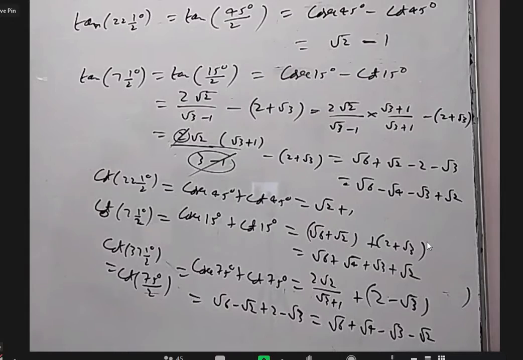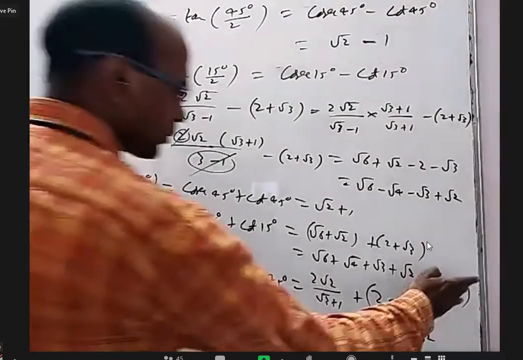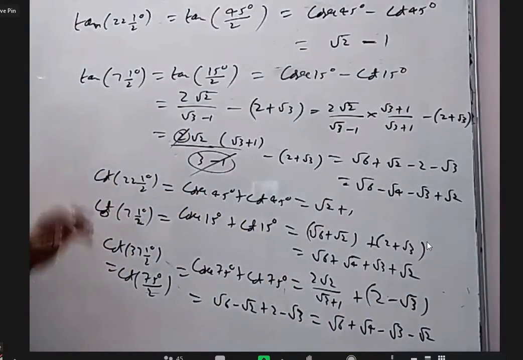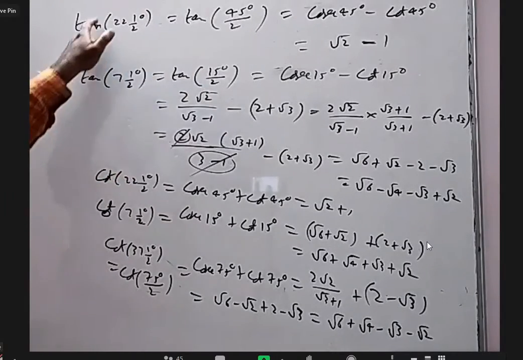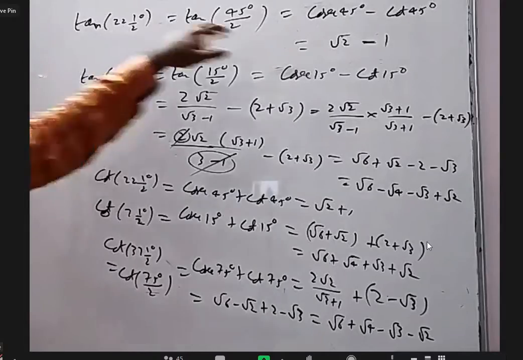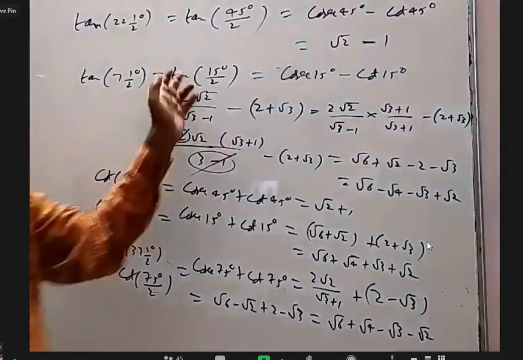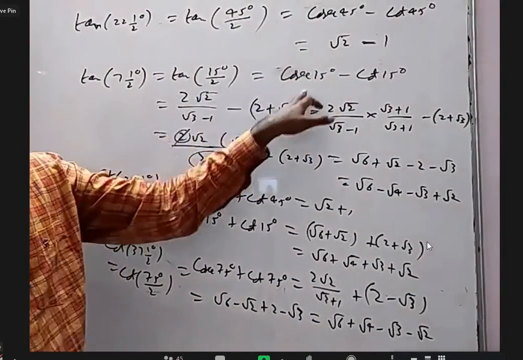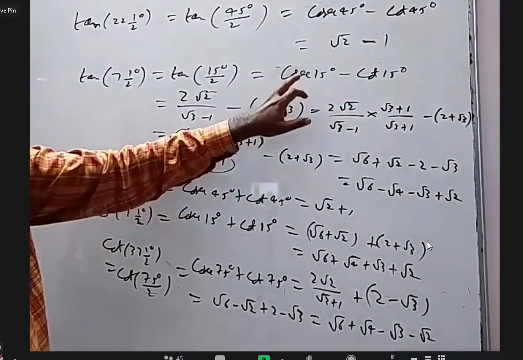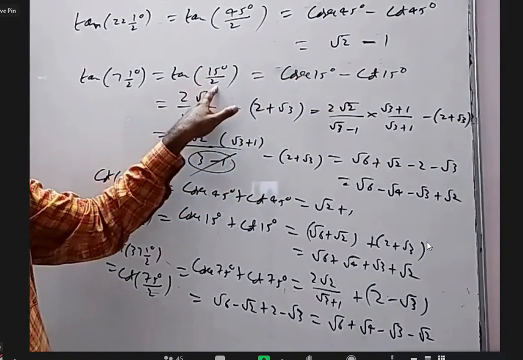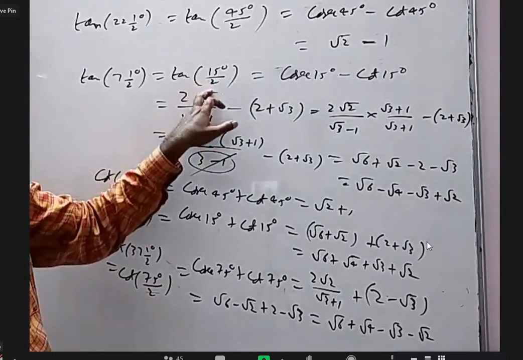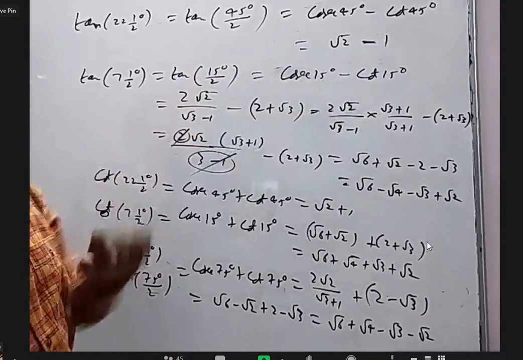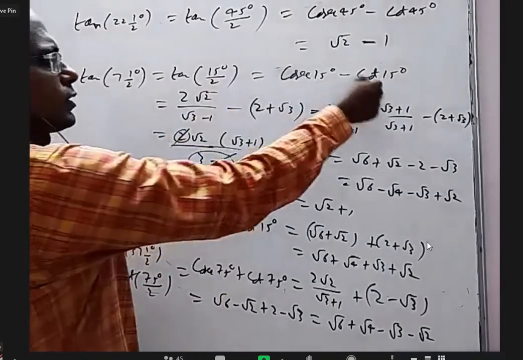Sir, tan 7.5, could you explain? I just use this formula. Tan 7.5 is tan 15 by 2. If this is theta by 2, this is double, and double of that. So this is cosecant 15 minus cot 15. If it is tan theta by 2, you can write cosecant theta minus cot theta. Basically, whatever is here, the double of that.